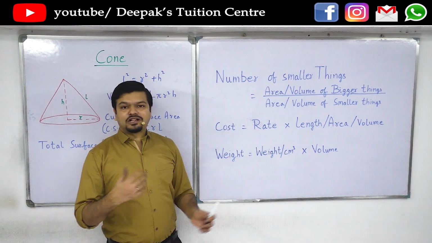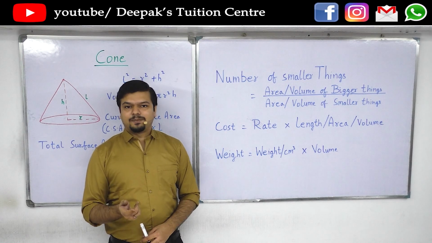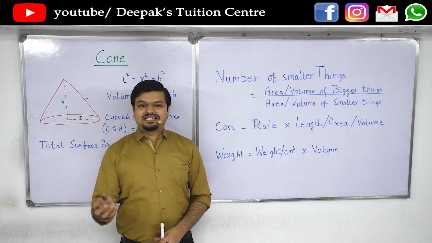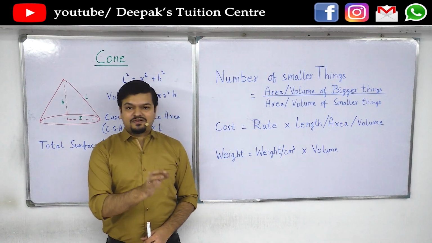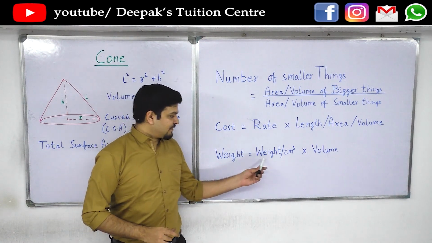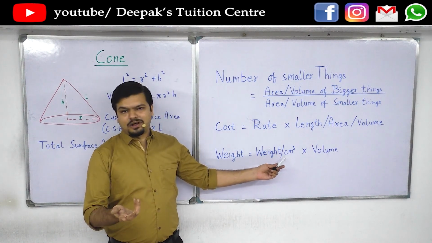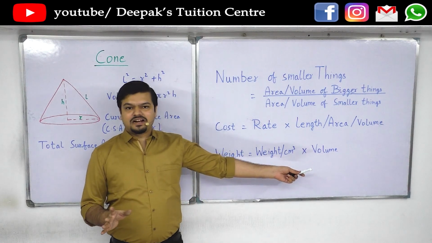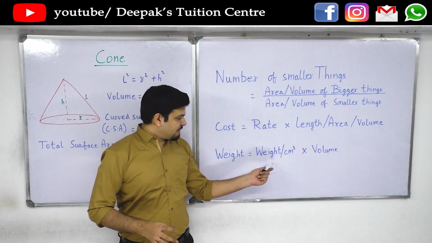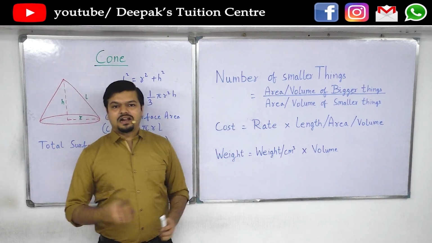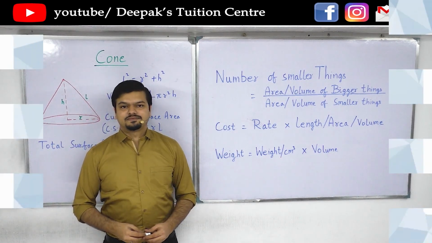Also, you might be requested to calculate weight. If a certain thing has a certain weight, for example, the question states that the weight of iron is 7 gram per centimeter cube, then weight per centimeter cube, it could also have been meter cube, is multiplied by the volume. Generally, weight is associated with volume. So weight per centimeter cube into volume will give you the total weight of the solid figure that you have.